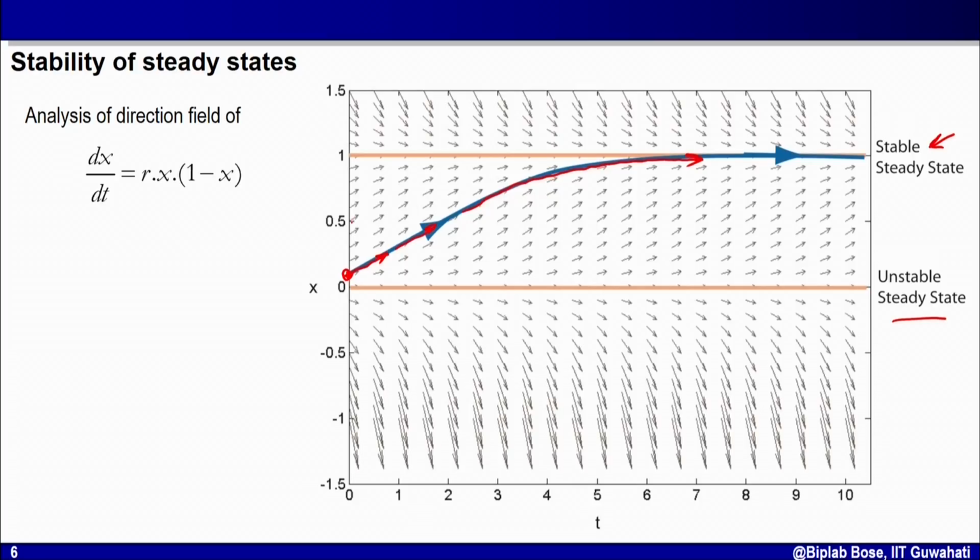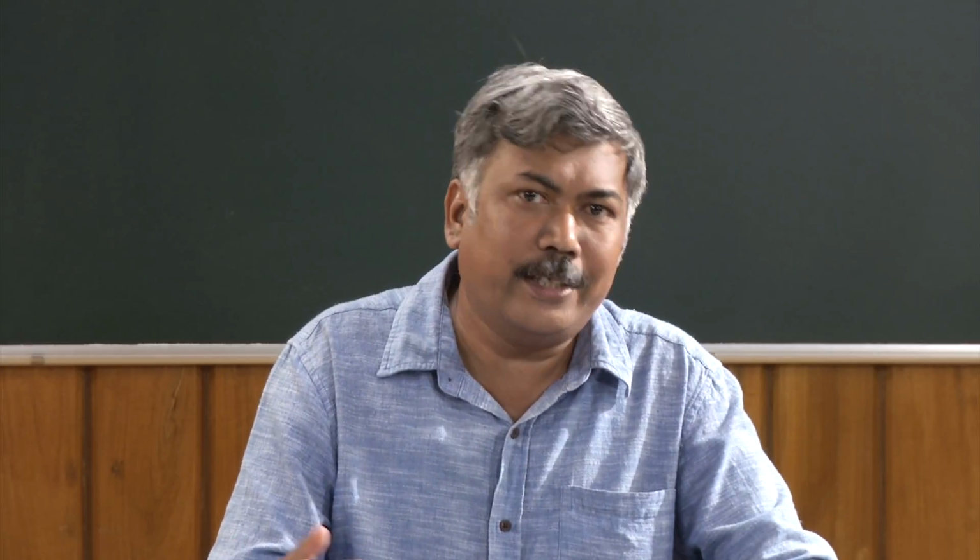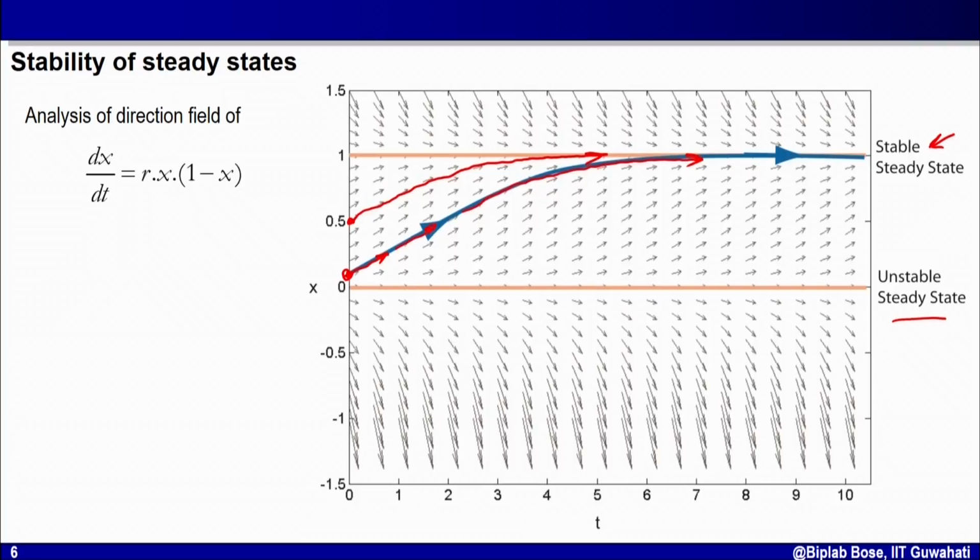If I take another point, suppose at t equal to 0, x was 0.5, then following these arrows, the system will again collapse at the stable steady state, x equal to 1. In this particular problem, x can vary from 0 to 1. So any negative value of x does not make any biological sense. Any value of x bigger than 1 also does not make any sense, because we are measuring the fraction of people who are infected with the disease. But mathematically, let us try to analyze further.